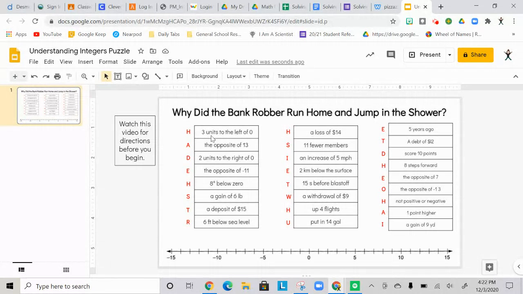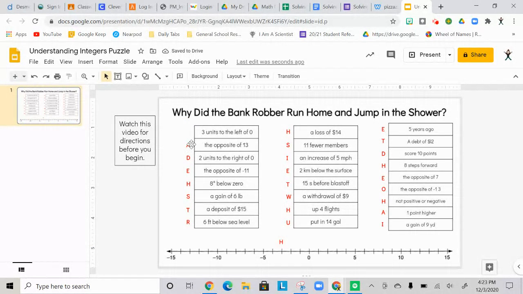The first word phrase says 3 units to the left of 0. Here's 0 on the number line. If I travel to the left 3 units, I get to -3. So I'm going to take the H that's next to that word phrase. When you drag it, it's going to be easiest for you to drag it when this plus sign looking symbol is over the letter, because that means that you can control where that letter is going. So I'm going to just place that right over the -3 on the number line.